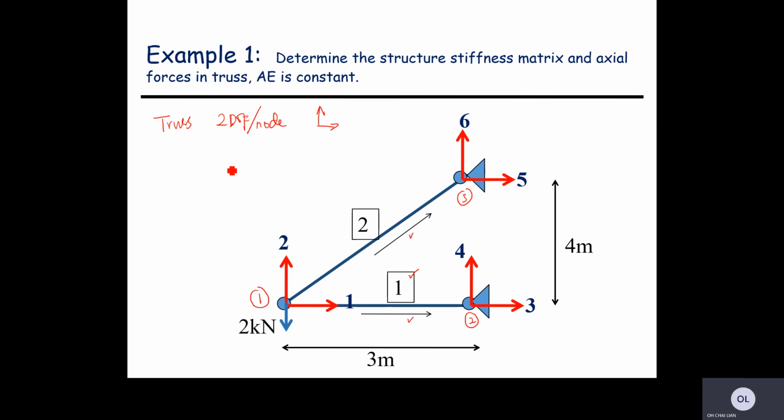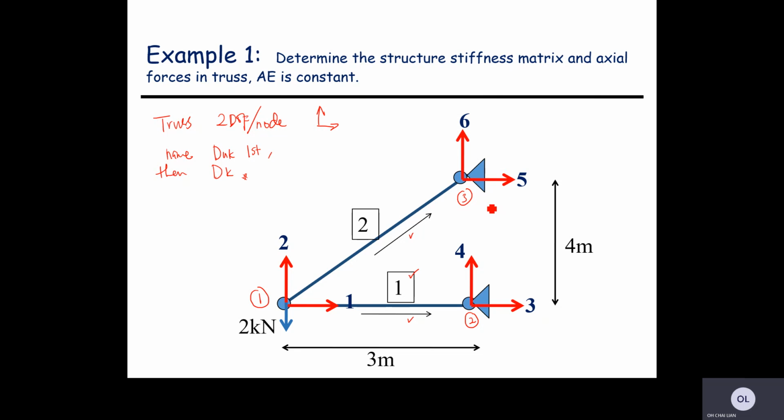Numbering of the DOF can follow this guideline. We name the unknown DOF first, then the non-displacement or non-DOF. You need to know that the DOF associated with the support will be constrained, which means that the displacement in the constrained direction will be equal to 0.